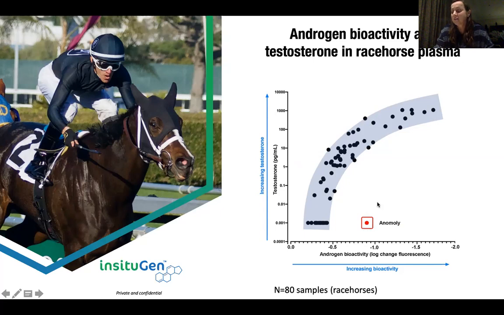In this way, you can see that our non-targeted androgen bioassay can pick up or red flag a particular sample. So in this way, the test would complement the testing that's currently being done in the laboratories for targeted androgens, and therefore we will actually add to the arsenal of anti-doping screening.